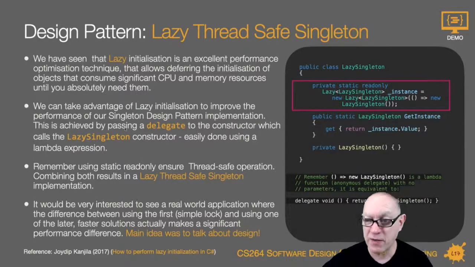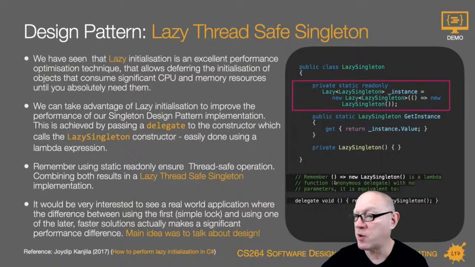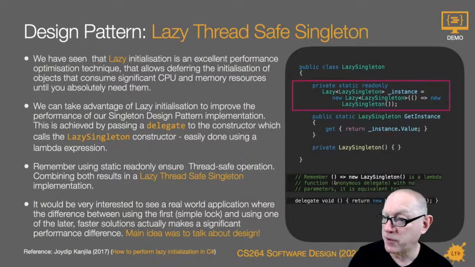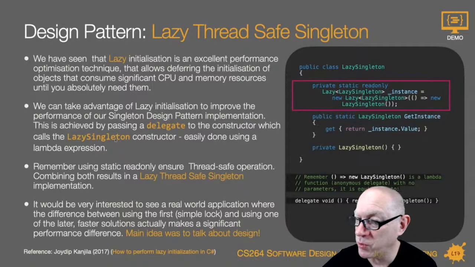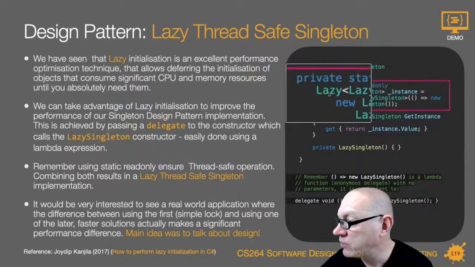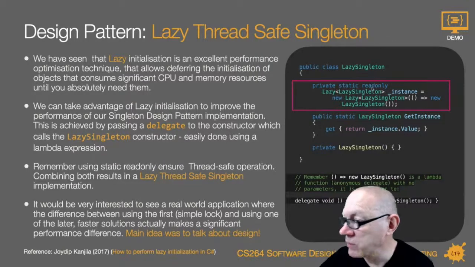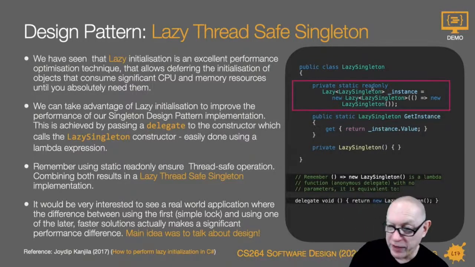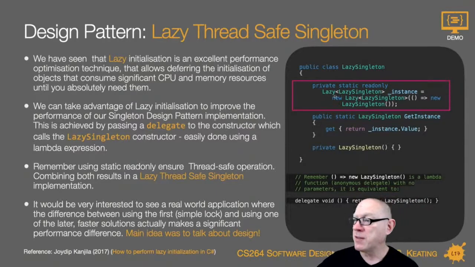So we can take advantage of lazy initialization to improve the performance of our singleton pattern. That's achieved by passing a delegate to the constructor, which calls the lazy singleton constructor, and that's done with a lambda expression. So this is how we do that. Private static readonly, we've seen this already, because we're looking at the whole thread safe stuff here. Then we have a lazy singleton instance, which just creates a new one of type lazy singleton, fairly straightforward. And LazySingleton GetInstance just returns the instance.Value. So it's very, very nice.